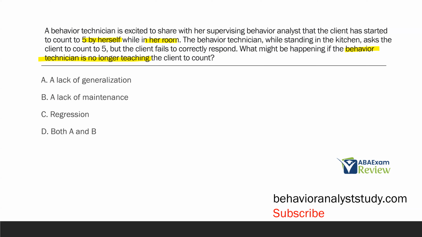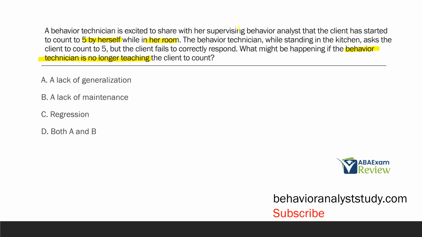Time and time again, you will get a client who can do a skill in a particular setting, in a particular situation. And then when you try to get them to do that skill somewhere else in a different situation, it's suddenly gone. Generalization might be the most important part of our job. It's one of our dimensions. It cannot be overstated how important generalization is. Because when this client and this technician are in the kitchen, the client doesn't do it. It's a huge problem. So, what might be happening? A lack of generalization. Sure. In her room by herself, she can do it, but she's not generalizing to the kitchen with the technician.